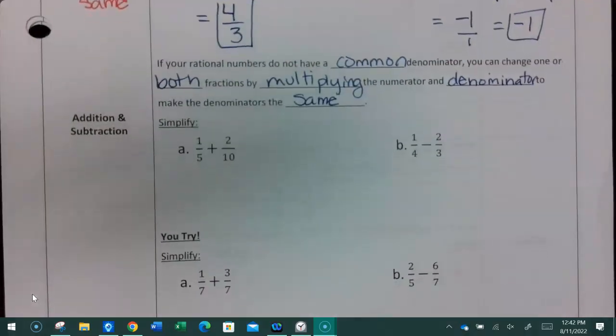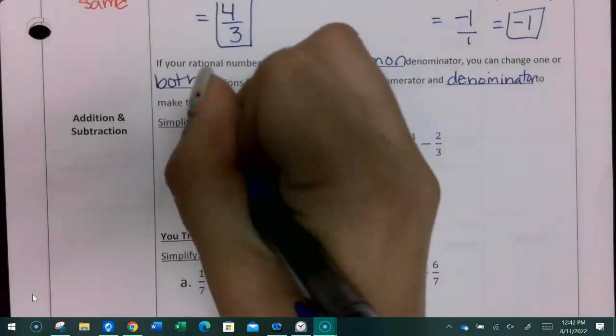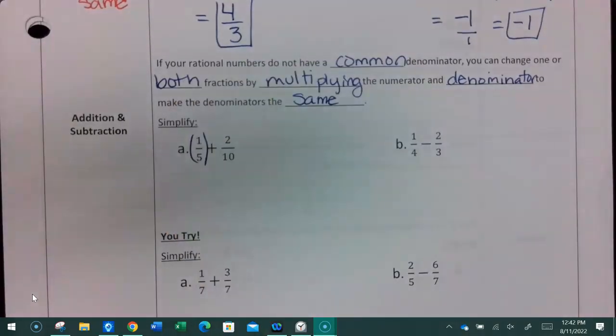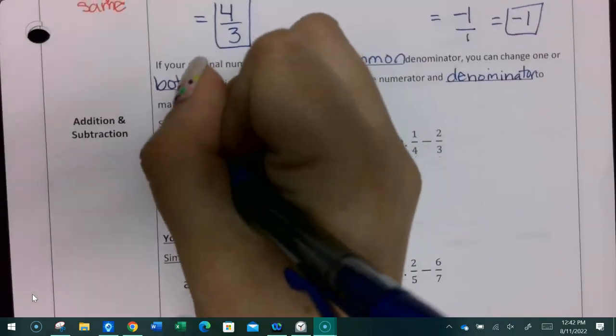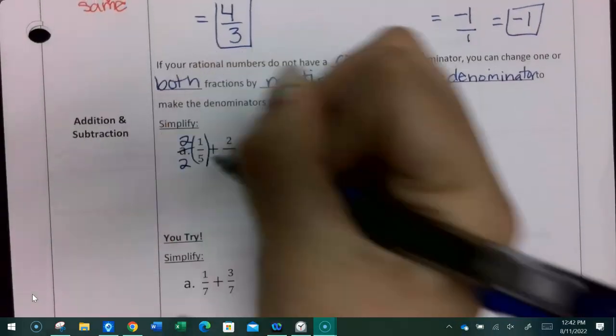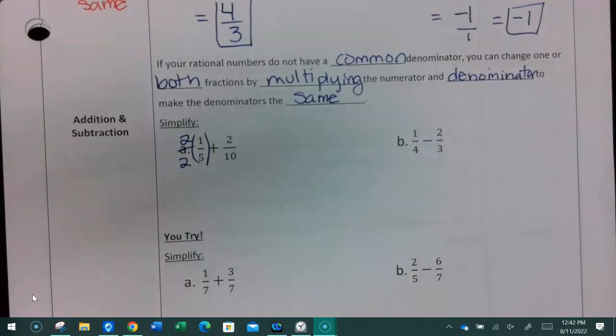Okay, so on A, do those have the same denominator? No. What do you think I should do? Okay, why am I multiplying 1 over 5 by 2? So I want to make the denominator 10. I'm actually going to multiply by 2 over 2. Does anyone know why I'm doing that? Okay, but why am I not just multiplying by 2?